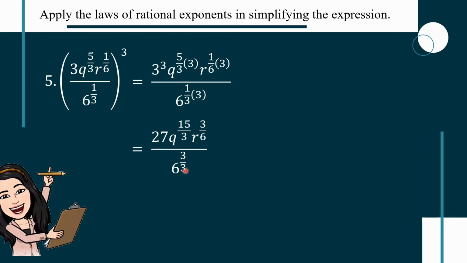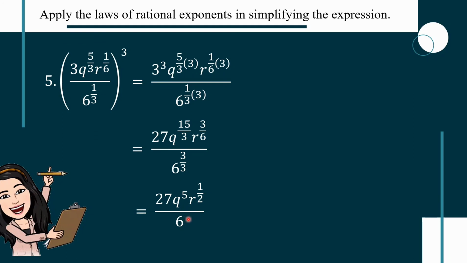Now, i-lowest term lang natin, simplify natin yung mga exponents na fractions. 27, 15 over 3 is 5. Kaya po, q raised to 5. And 3 over 6, hindi naman natin siya pwedeng i-divide. So, we just need to divide both sides by 3 kasi yun ang divisibility niya, parehas sa number. So, we have 3 divided by 3 is 1. 6 divided by 3 is 2. So, we have r raised to 1 half. And then 3 divided by 3 is 1. Kaya po naging 6 raised to 1 or only 6.